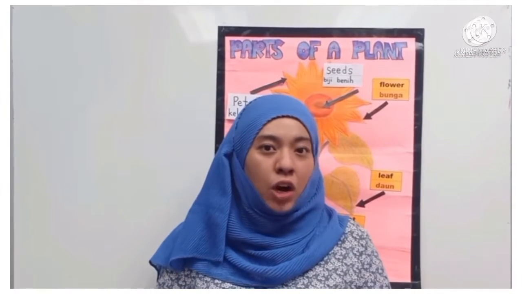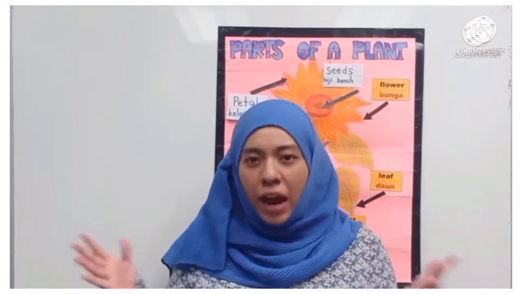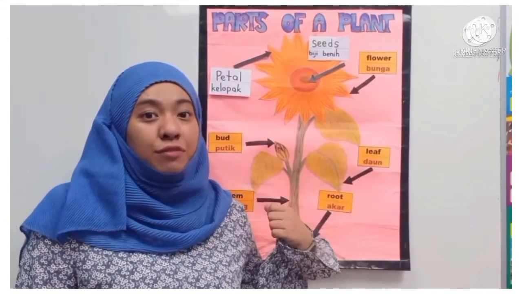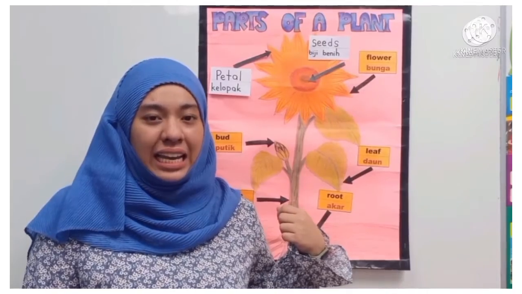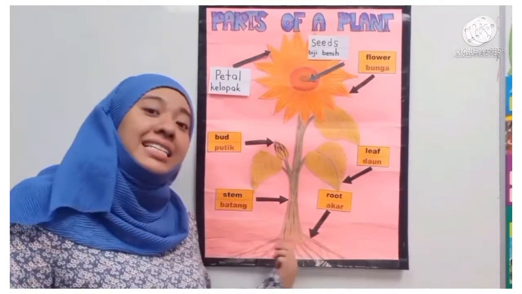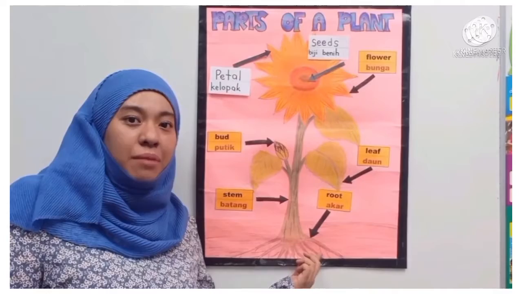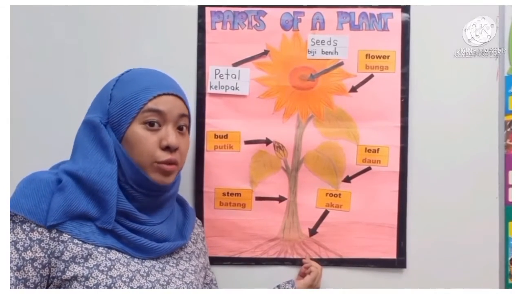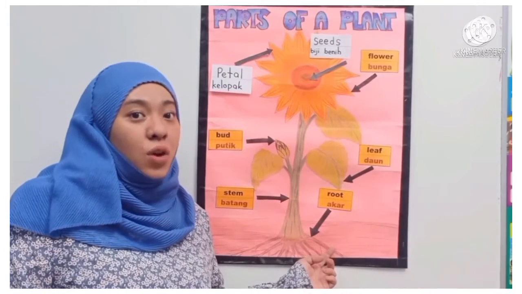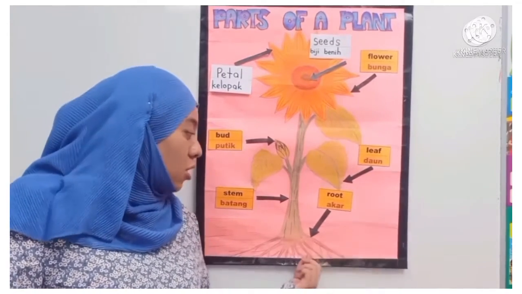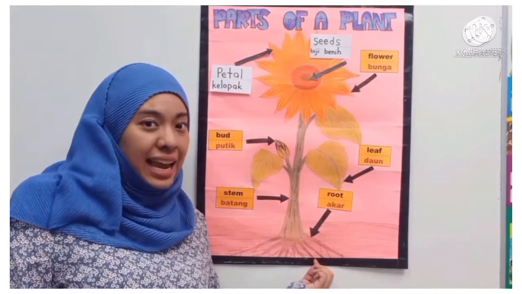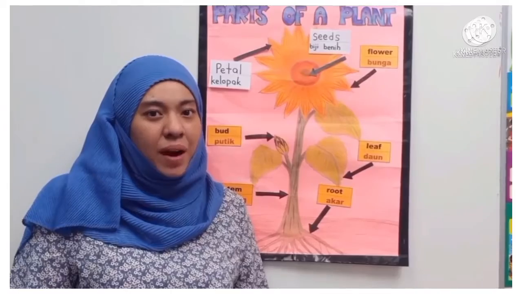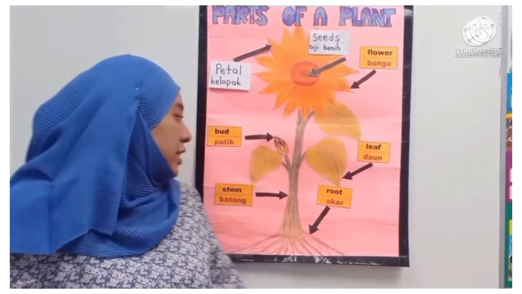So today, we are going to learn about the very basic parts of the plant. The main part of the plant is the root. These are the roots. You can find them right under the ground. Do you know what is the function of the root? Roots get the water and the minerals from the soil. What do we call this again? Root. Very good. Root.